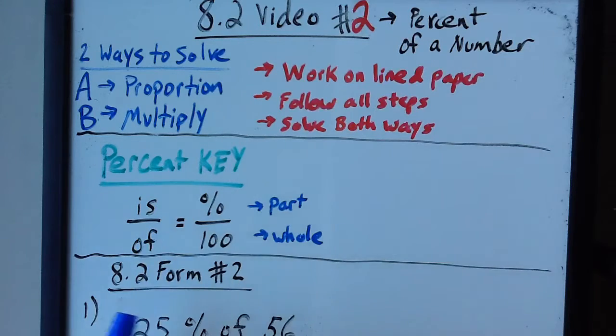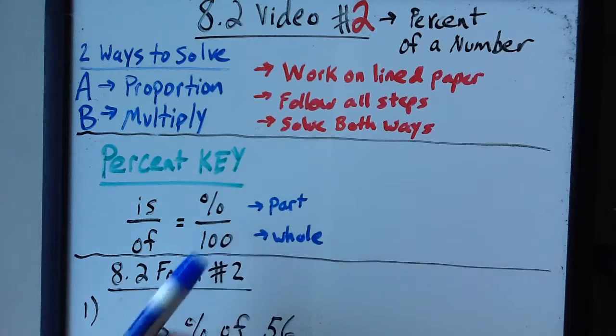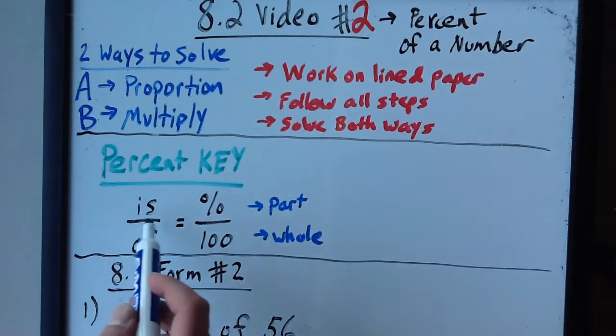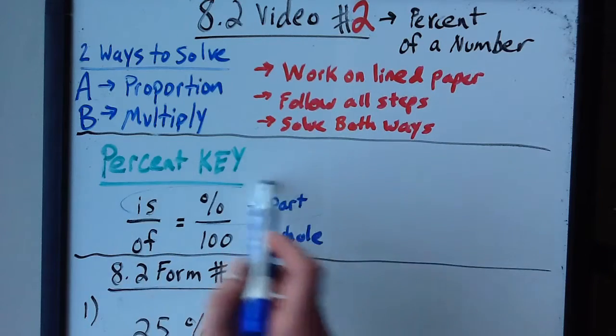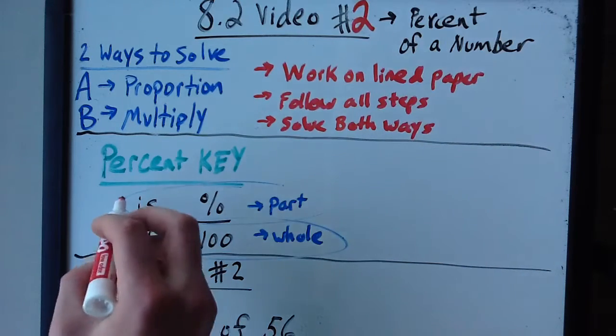So here's the percent key. It looks like this. Is over of is equal to the percent over 100. And here I have part and whole. The numbers on top are the parts. The numbers on bottom are the wholes. Now whenever we're given a problem, the number before or after the word is in the problem, we're going to put in a box.